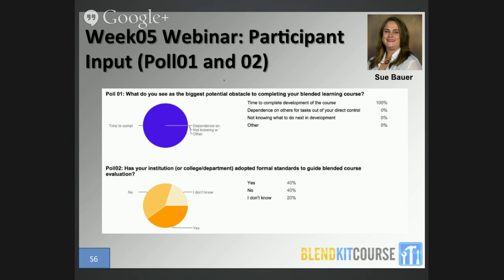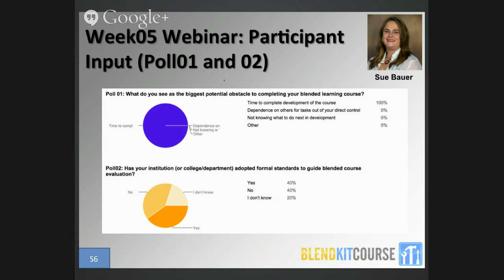Displaying first, Poll 1: What are the biggest potential obstacles to completing your blended learning course? And without a doubt, you said 100% is development, and it is. It's huge, that whole design and development part of creating your course. But don't worry, because a well-designed course is an easily sustainable course, so keep that in mind.